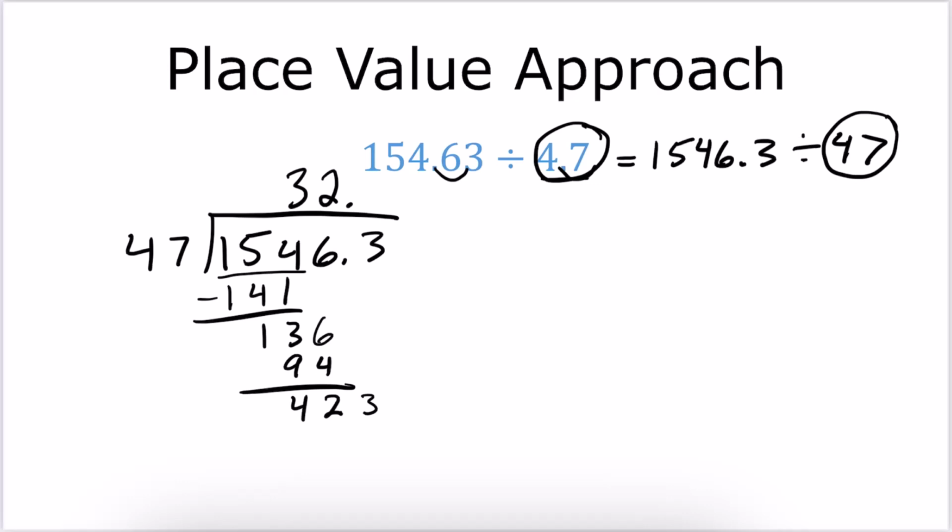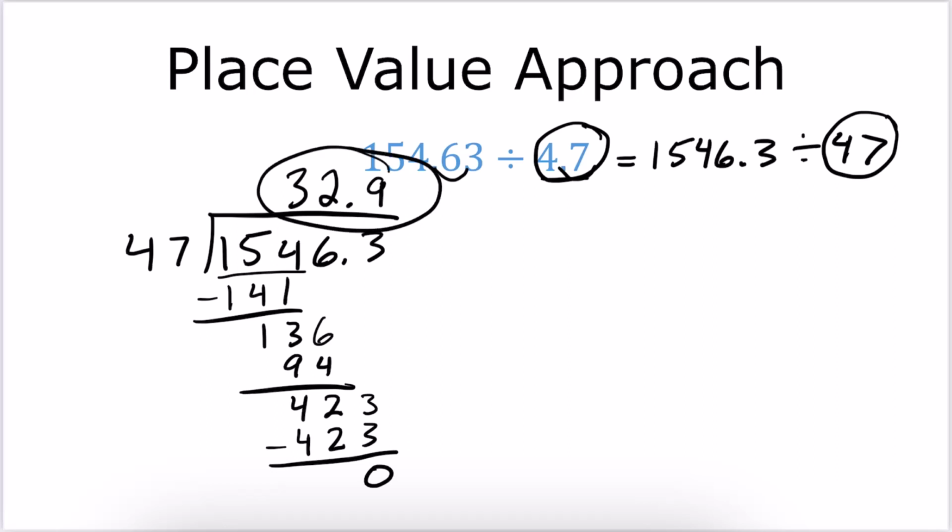And when I do 423 tenths, I'm guessing it will either be 8 or 9. So 8 times 47 would be 376. So 8 will definitely work. 9 times 47 is actually 423 exactly. So it looks like I will not have any remainder here. And when I finish that out, it looks like my answer is 32.9.